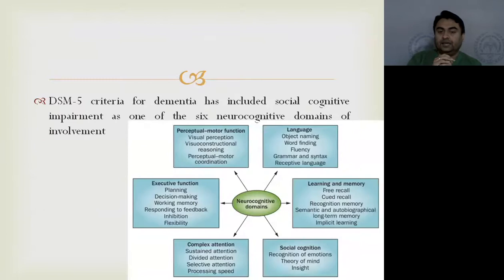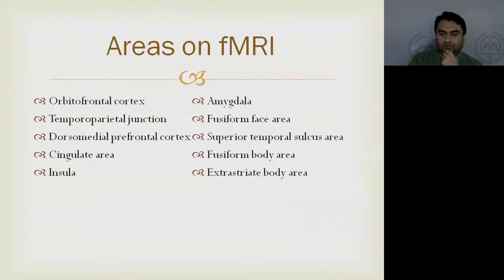Now, why is social cognition so important? Because even in the DSM-5 criteria for dementia, this is one of the six neurocognitive domains to be classified. Again, what is the neural basis of this? We already mentioned this, the nodes and the networks involvement. And what are the areas that we're finding on the MRI with respect to social cognition? This list I'll be explaining in the next few slides.